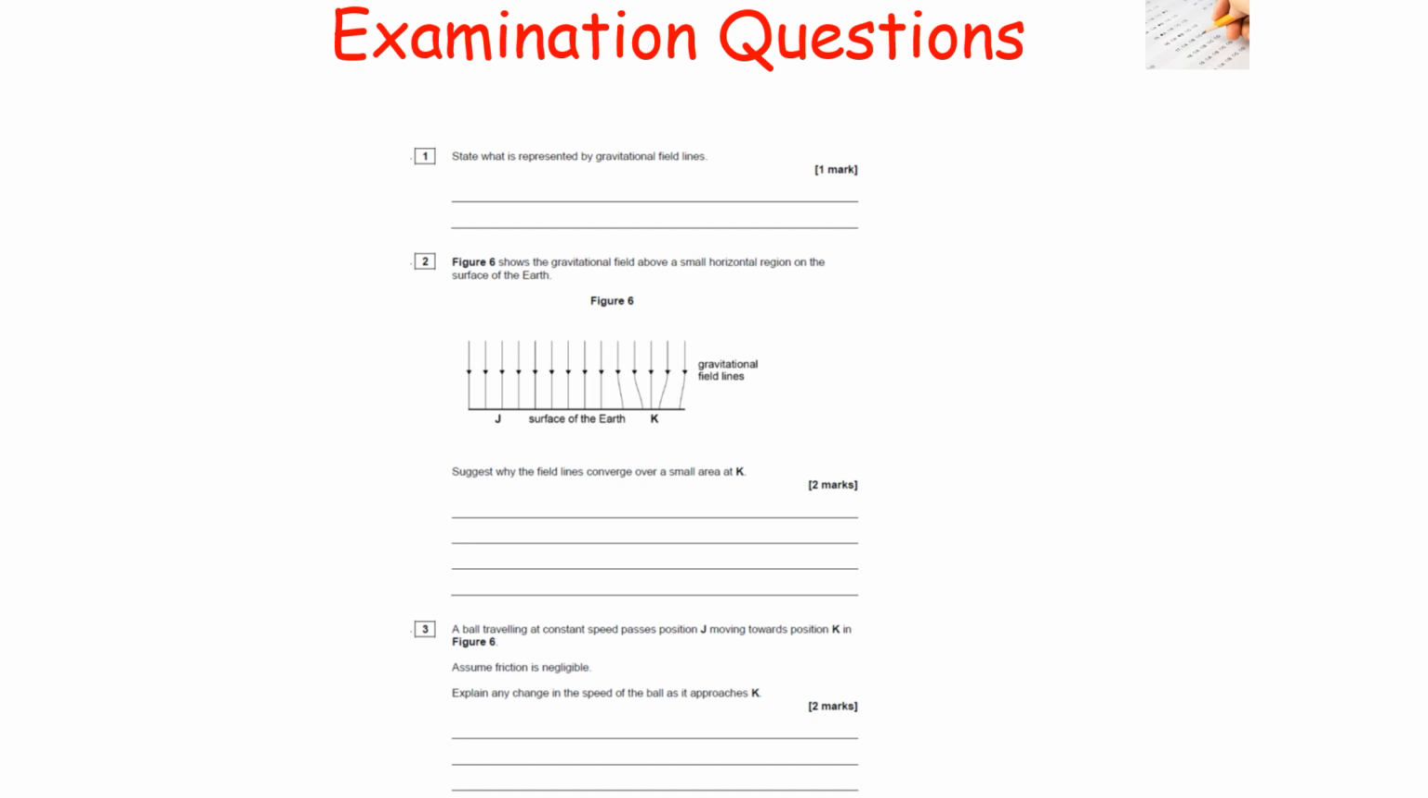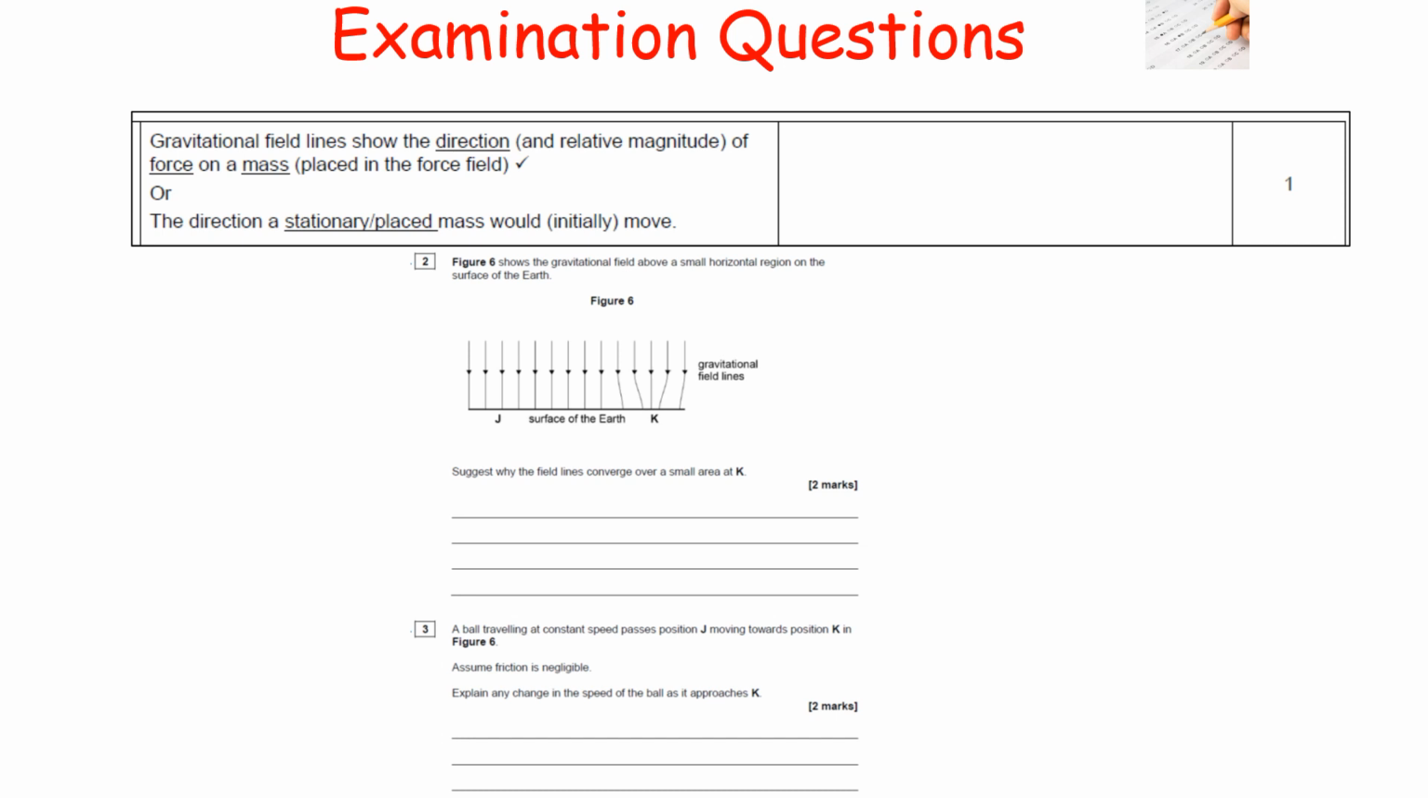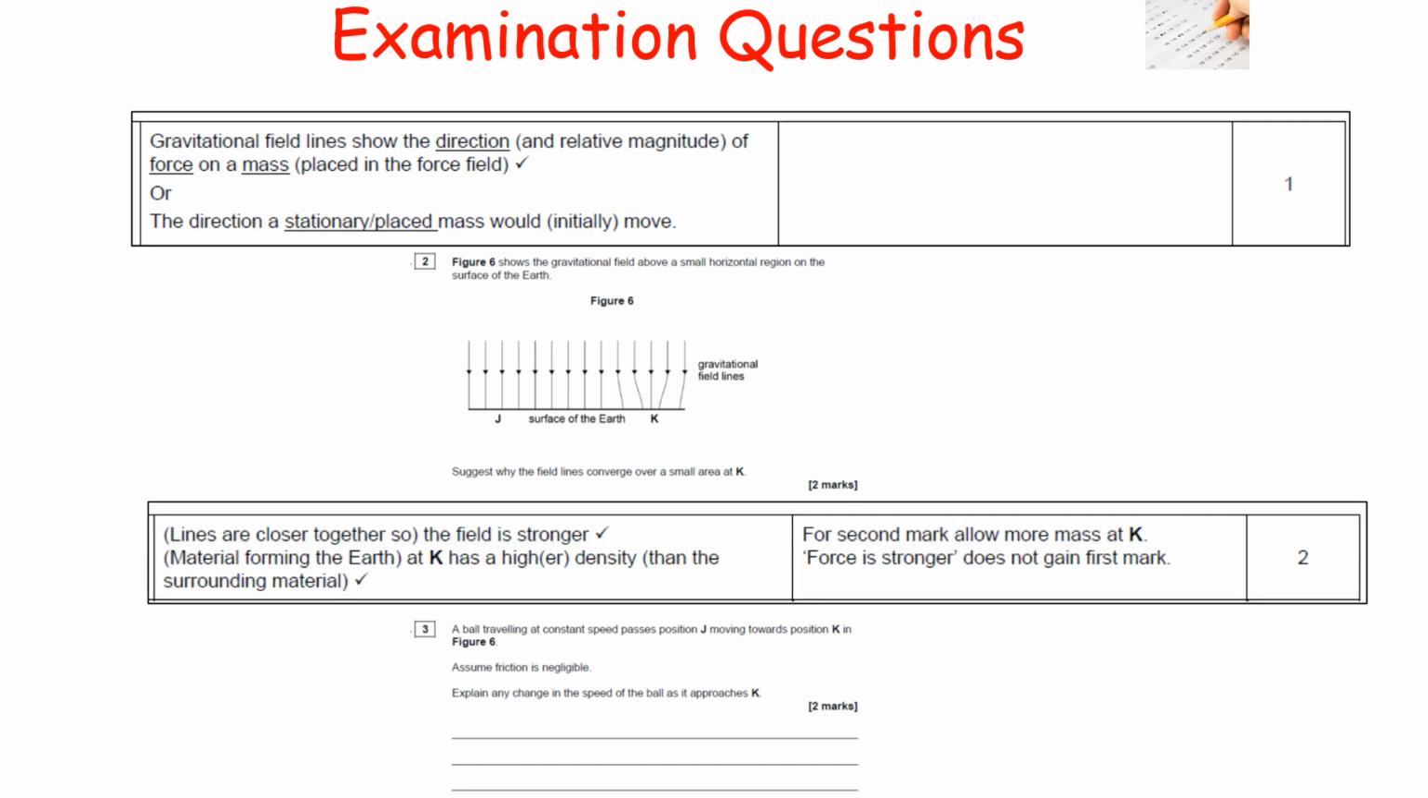Gravitational field lines show the direction of the force on a mass. So it's the direction that a stationary mass, or unit mass, will move in. Now you've got to think, why would the field lines converge over a small area? Well, the separation of the field lines, the field line density, is a link to the field strength. So therefore it tells us that the gravitational field around K is going to be stronger.